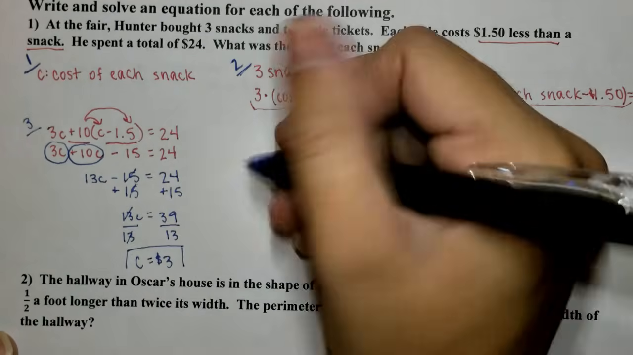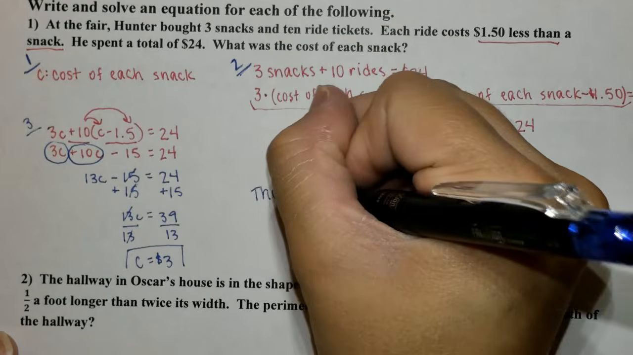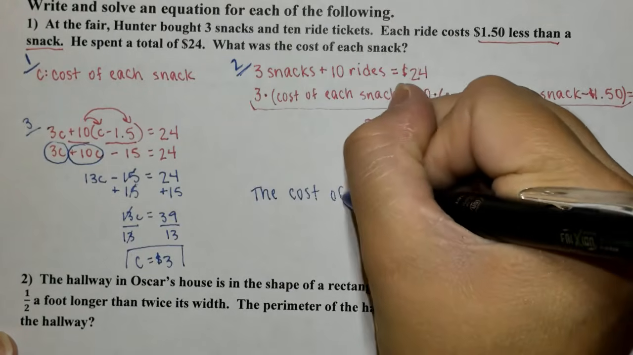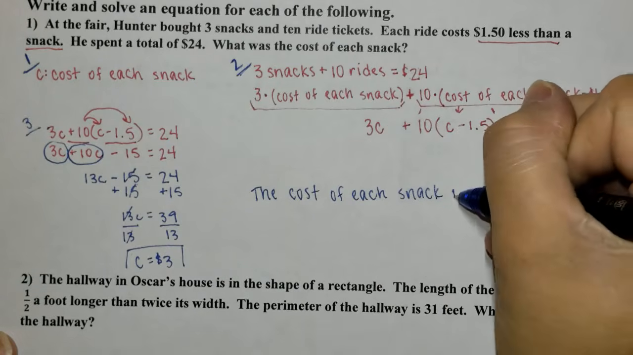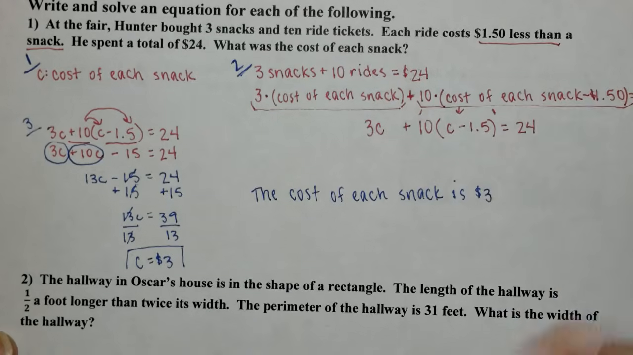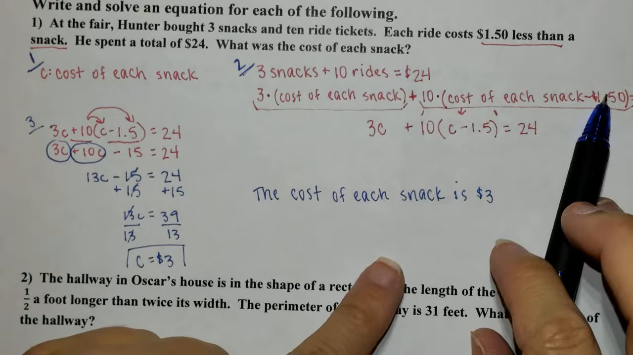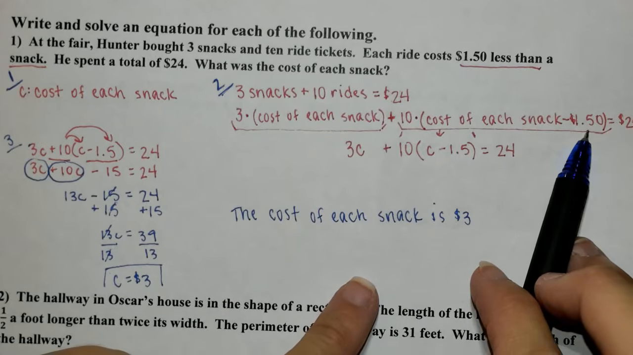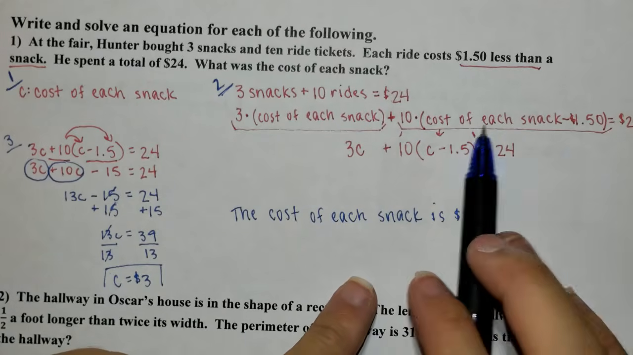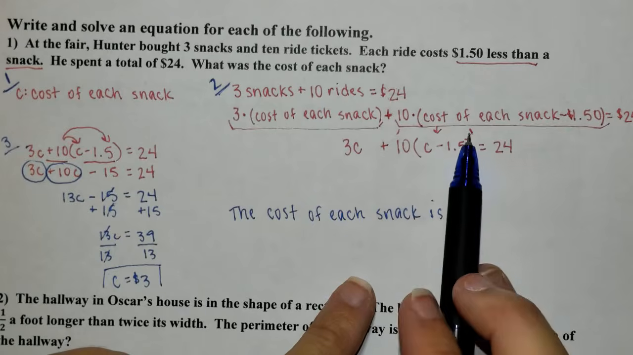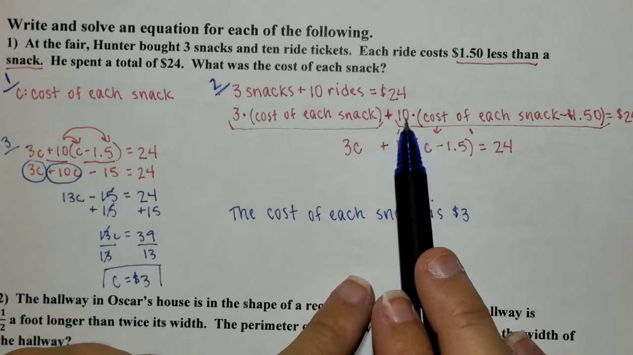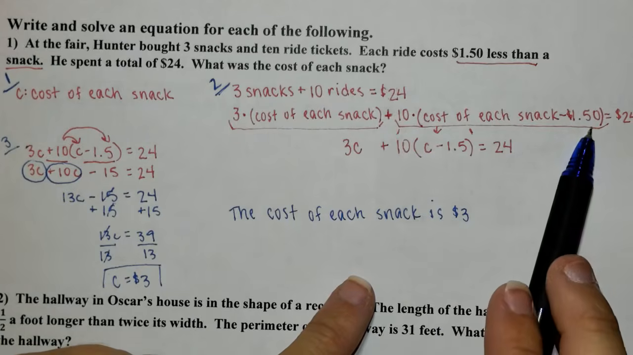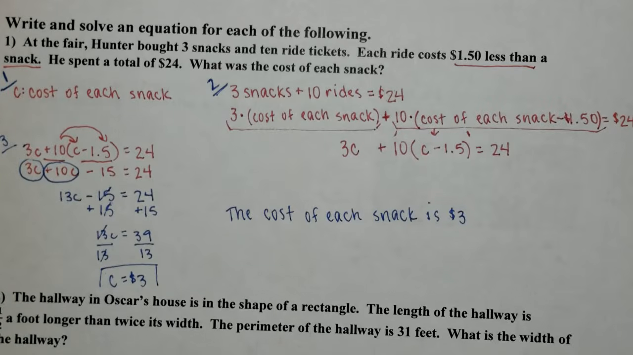So when we write that in words, we would say, this is step 4, the cost of each snack is $3. And so what that means, so the cost of each ride is the cost of each snack minus $1.50, $1.50 less than the cost of each snack. So if the cost of each snack is $3, then the rides, 3 minus $1.50, means that each of the rides cost $1.50, because 3 minus 1.5 is also 1.5. All right, so that's something that you could find based off of the information that we were given as well.